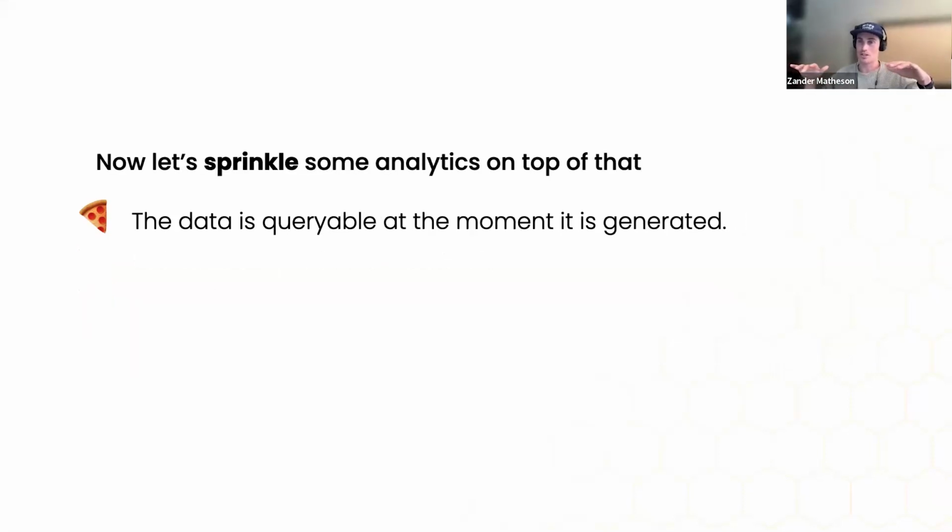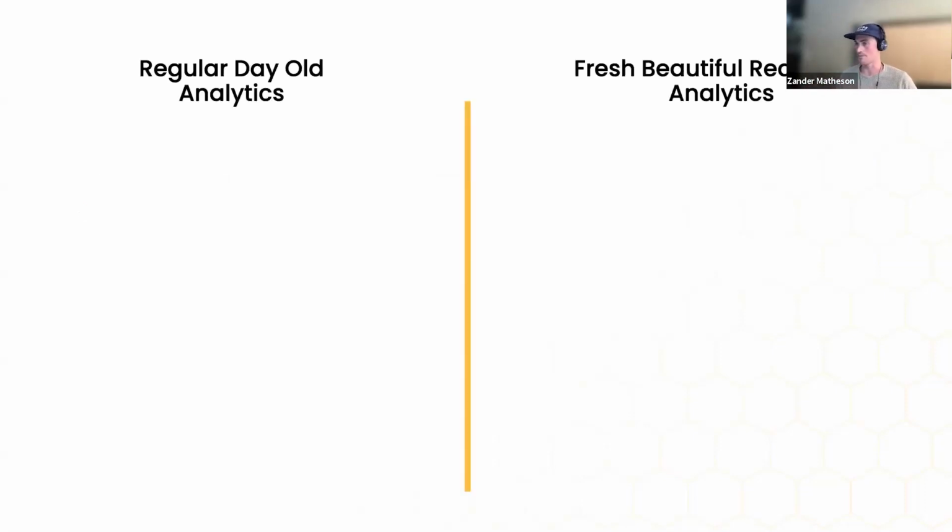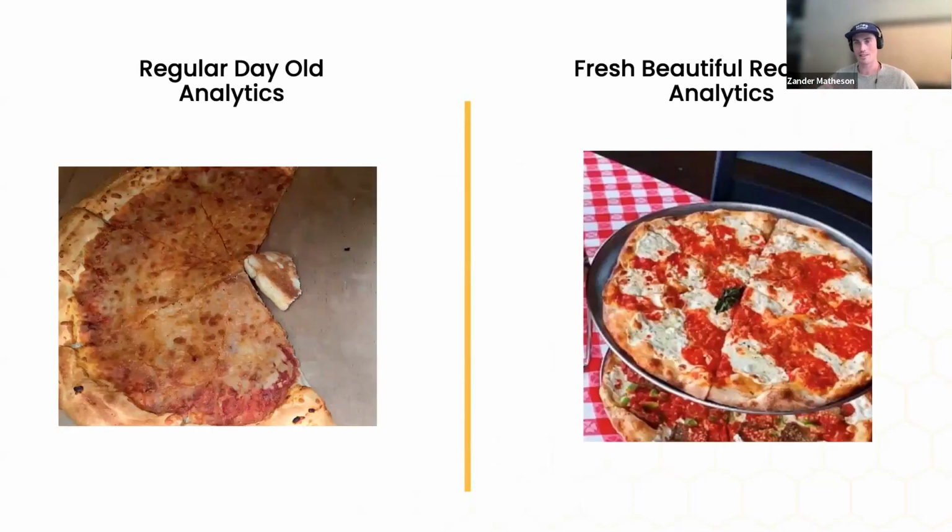So now if we sprinkle some analytics toppings on top of that, the data is queryable at the moment it's generated. So that's where the complexity lies: we need to be able to query the most current and the historical data the moment that most current data is generated. So what is real-time analytics versus normal analytics?